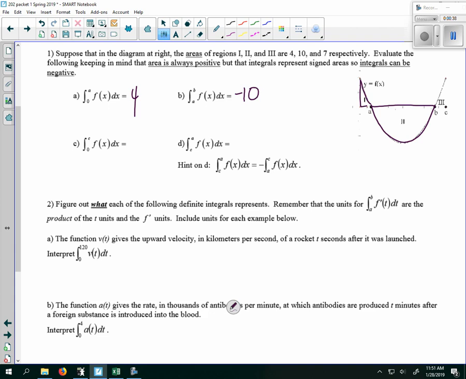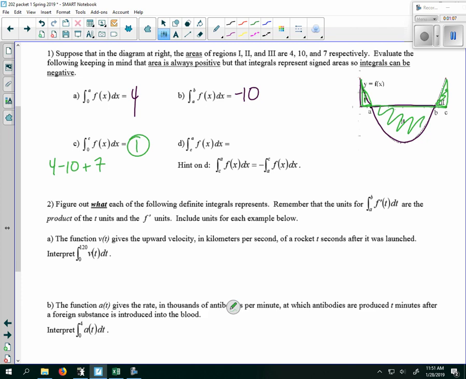And the integral from 0 to c, to go all the way from 0 to c. So I need to add these up. Area 1 minus area 2 plus area 3. So I'm going to have 4 minus 10, because that area is below the x-axis, plus 7. So 4 minus 10 is negative 6, plus 7 is 1.